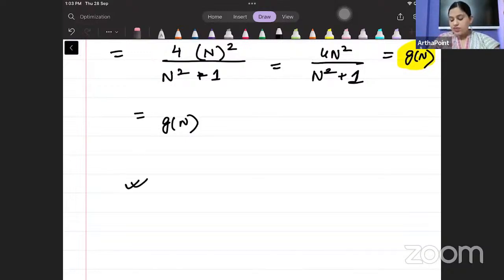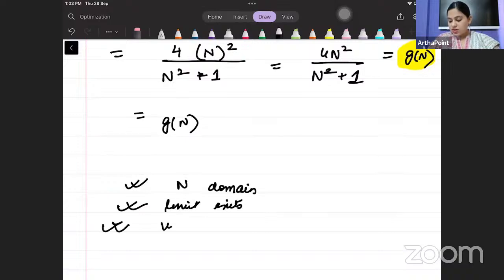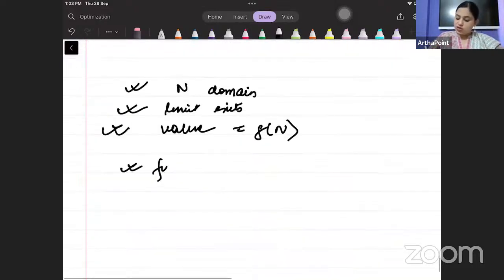1, n is in the domain. 2, the limit exists. 3, the limit is equal to the value of the function at n. So we can say that the function is continuous.